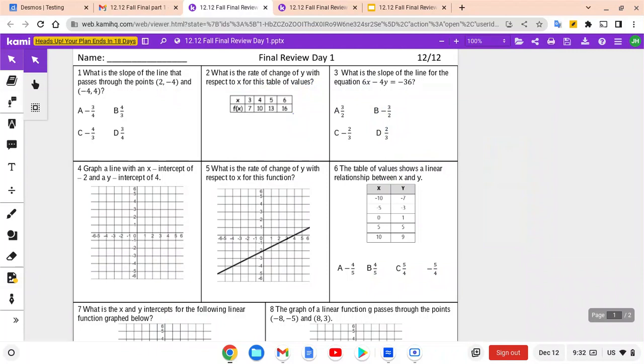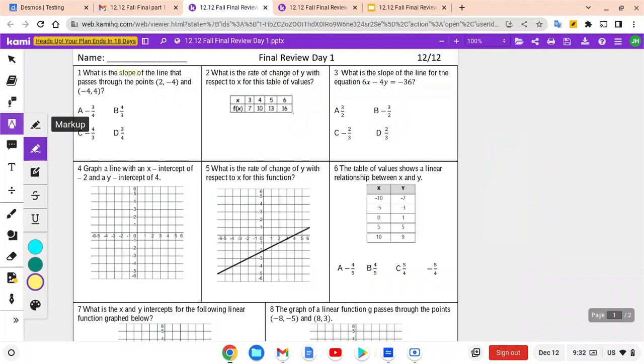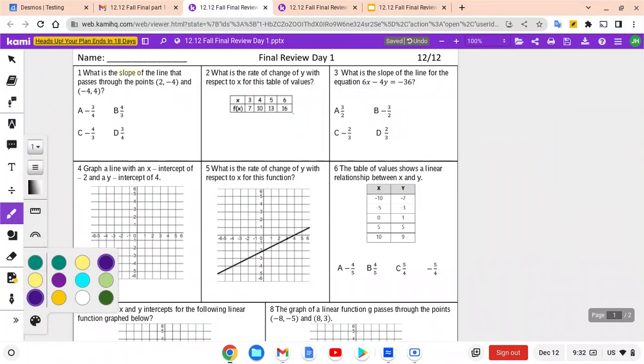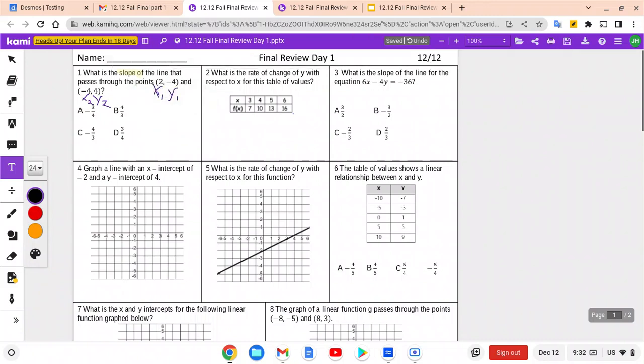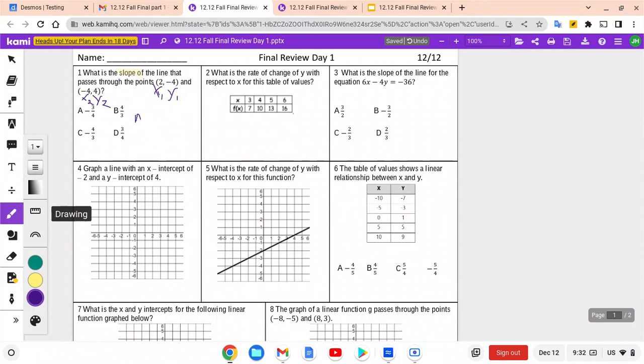Number one, it's asking for the slope of the line. So we know that for slope, you need 2 points. So you have to label your x1, y1, and your x2, y2. Of course, we remember that slope is the difference. It'll be better if I just write it out. Slope is the difference in the y, so y2 minus y1 over x2 minus x1.